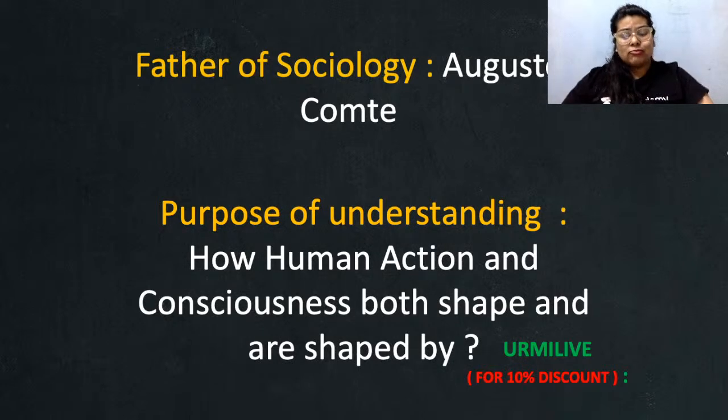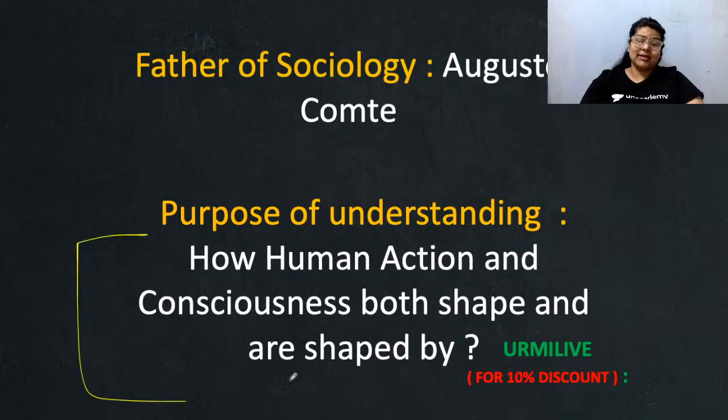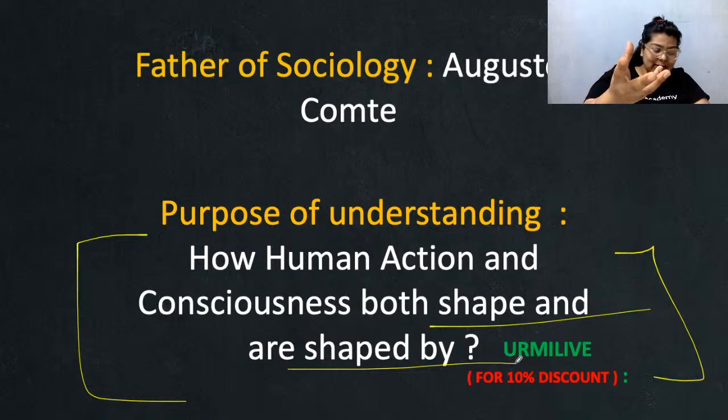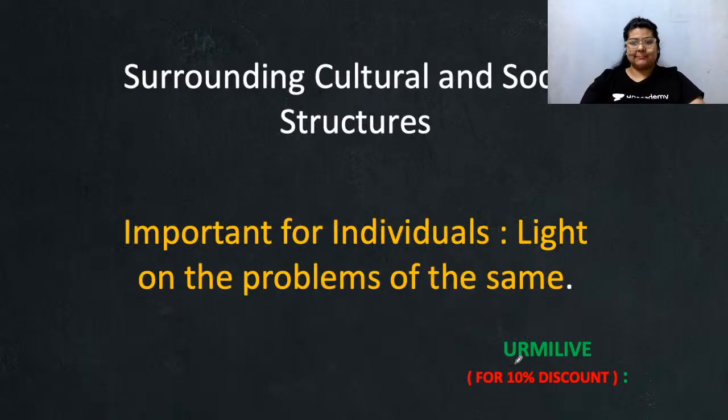So please don't get confused in the names, because I'm sure in the exam there can be some confusion in names. Now, what was the purpose of understanding sociology? How human actions and consciousness both shape and are shaped by what you are giving to the society and what you are getting from the society. Both of them are important aspects: what you are giving, what you are getting. Two things: surrounding cultural and social structures.